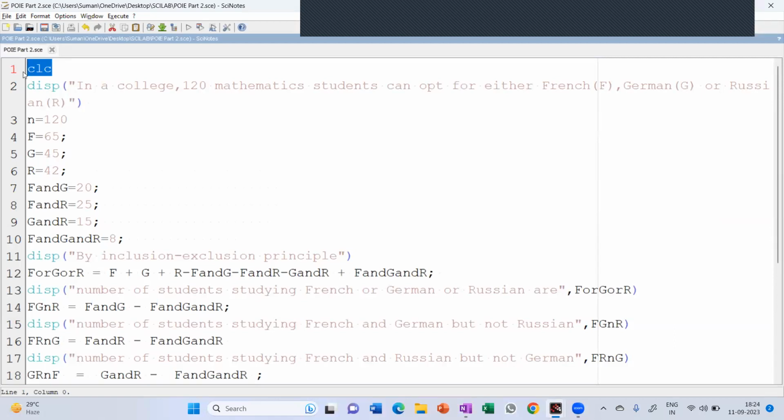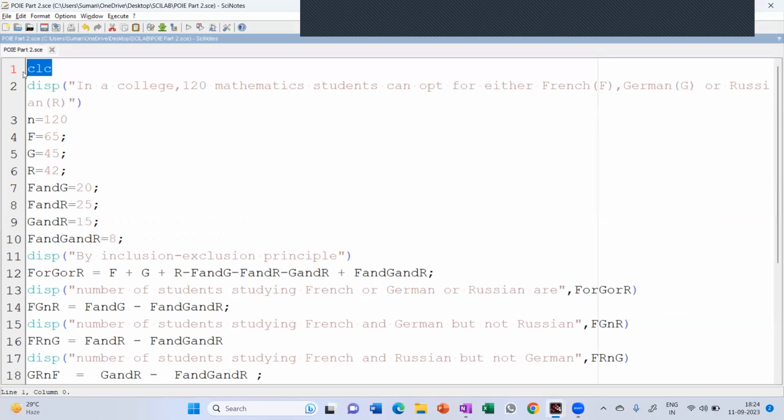CLC is always better to write at the start, because every time you write the code, you make mistakes, you get an error on the console window, and then again you make the corrections and run it again. So previous errors would be there on the console window, and that I do not want. I want only the current code execution to be visible on the console window. So it's always better to write CLC, because CLC stands for clear the console window. So the first line will execute, and because of the CLC command, Scilab will clean your console window, so that only the current code output will be visible on the console window.